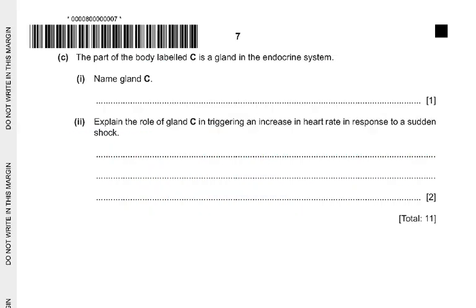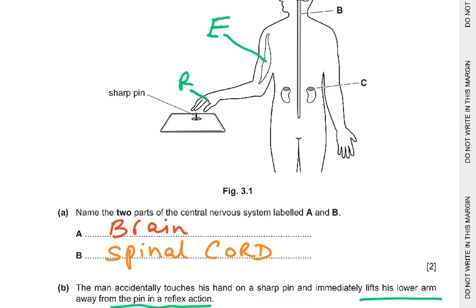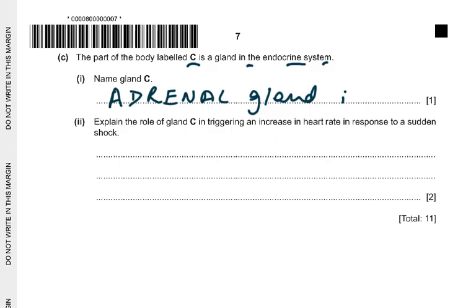The part of the body labeled C is a gland in the endocrine system. Name gland C. You can see that this is, of course, everybody knows this, I'm sure, just above the kidneys, and this is called the adrenal gland. Renal is for kidneys, so adrenal gland. So this will be the adrenal gland.